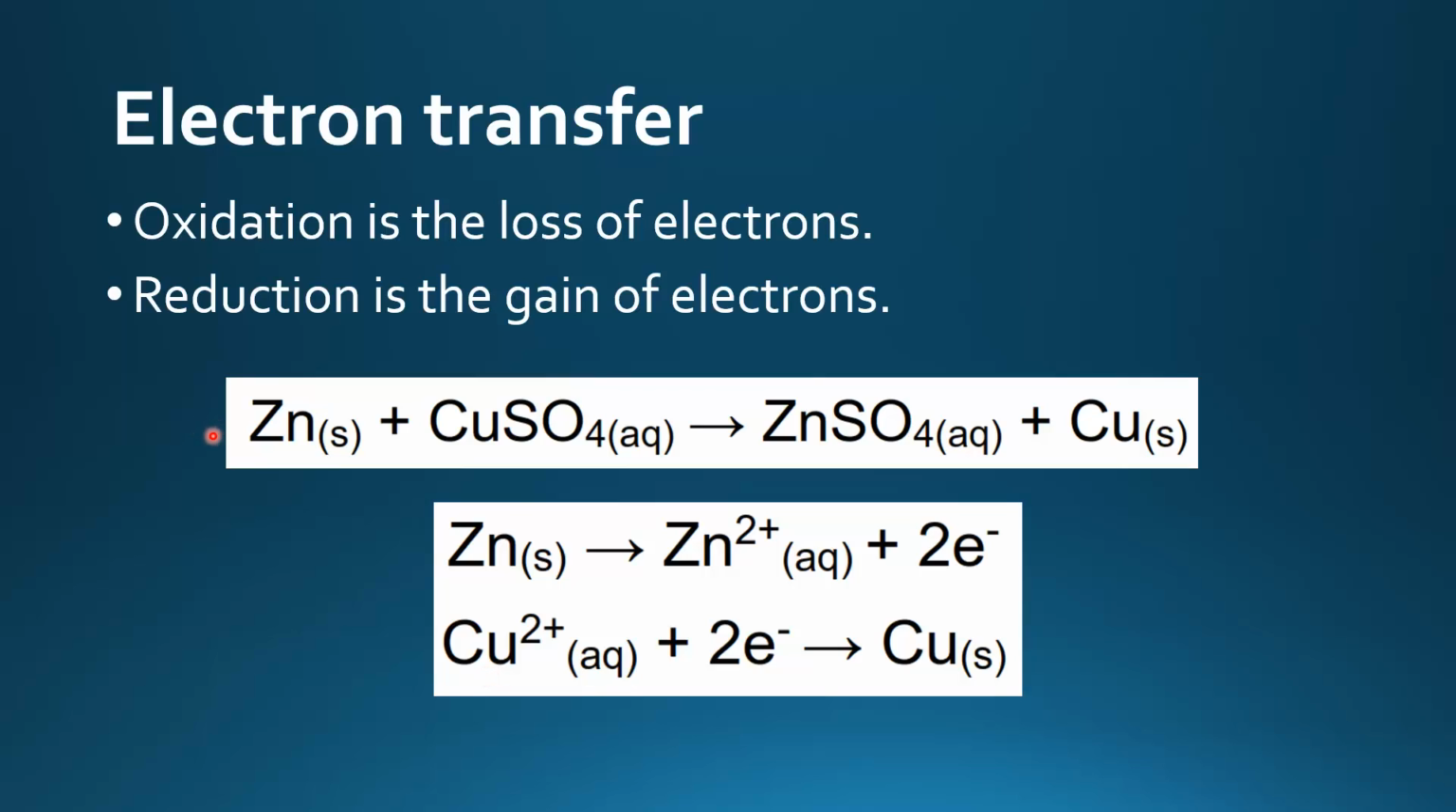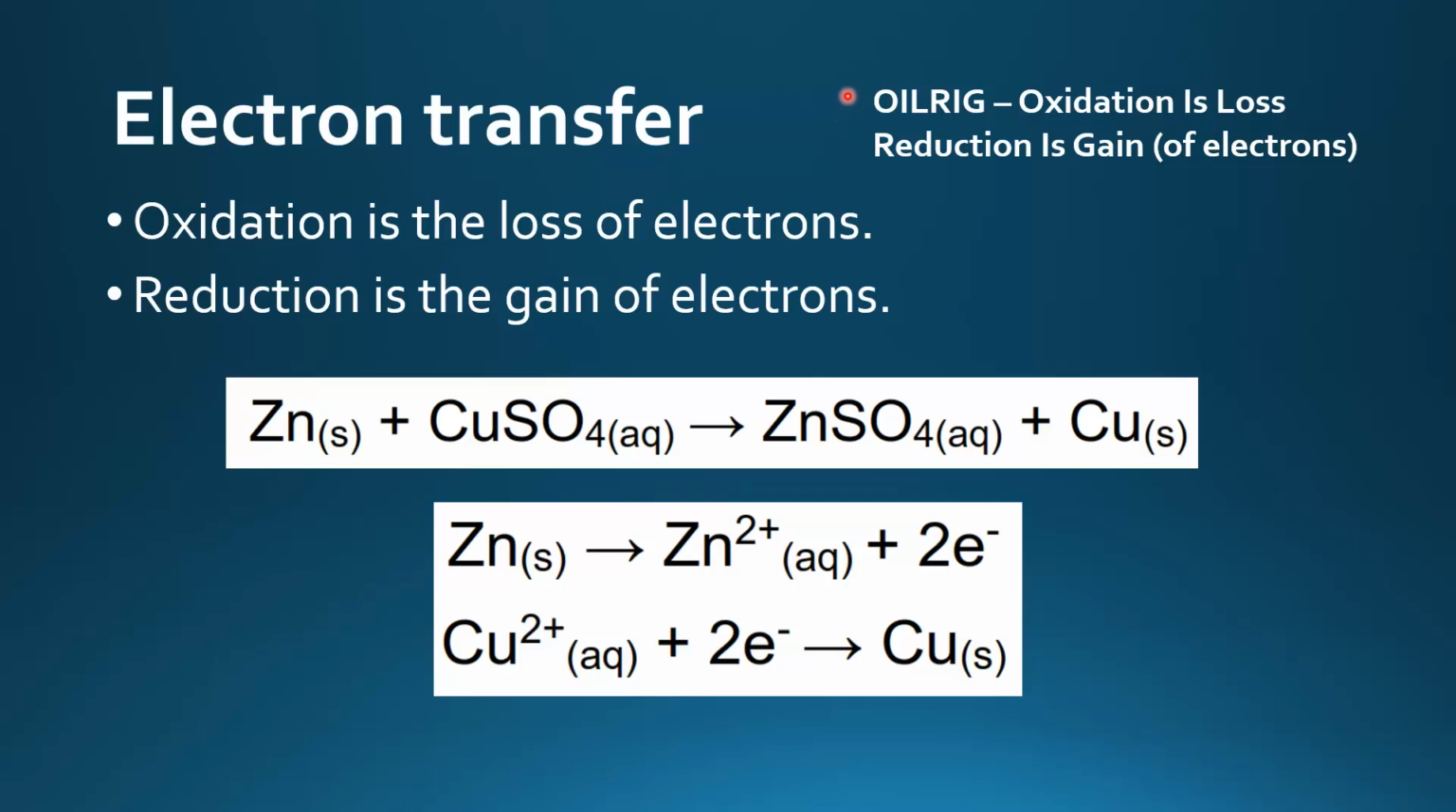So this chemical reaction is known as a redox reaction because we have reduction and oxidation occurring. The zinc metal is being oxidized and the Cu2+ ions are being reduced. An easy way to remember the definitions for oxidation and reduction is OIL RIG. That's oxidation is loss and reduction is gain of electrons.